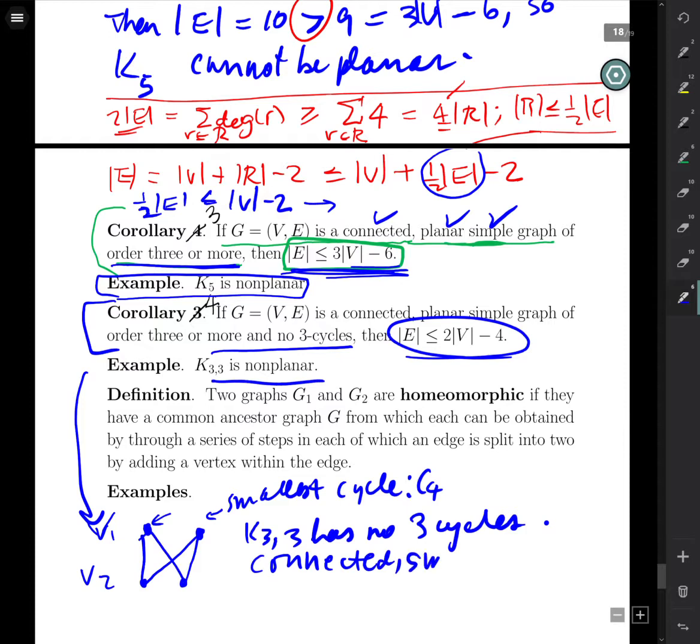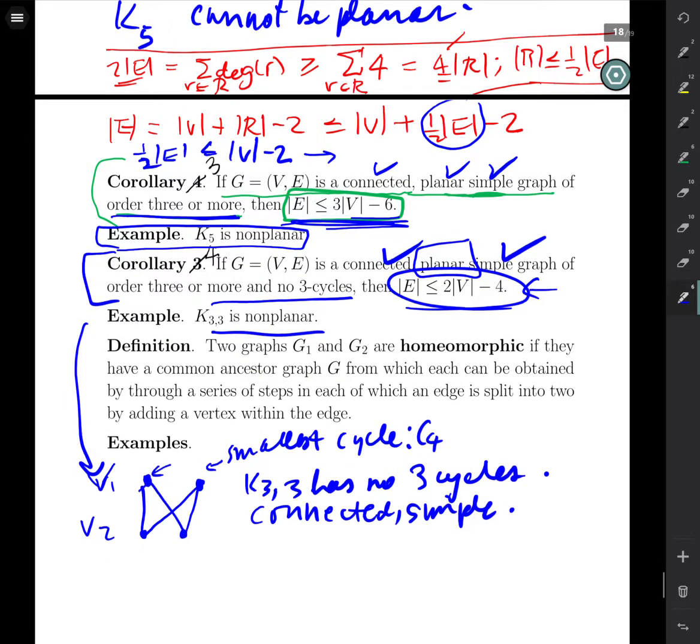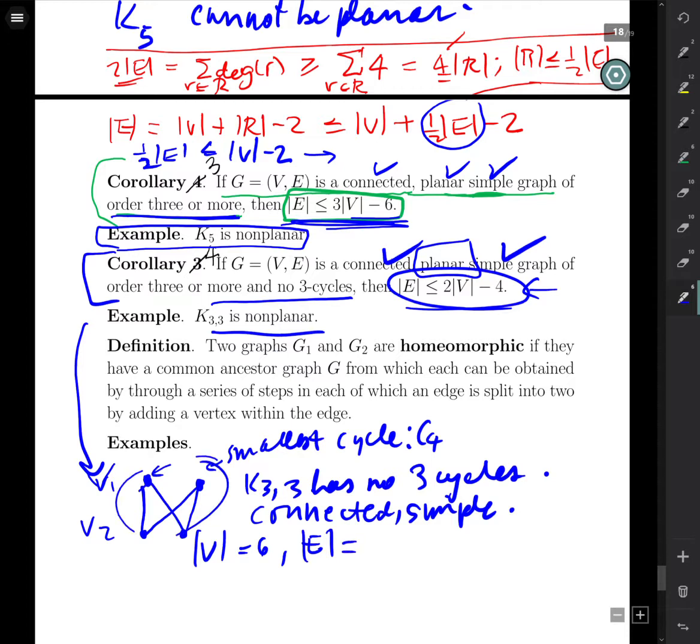And it is simple. So everything else is known here, except whether or not it's planar. So let's check and see if it satisfies the condition it must to be planar. In K33, the number of vertices is 6. The number of edges is 3 times 3. I haven't drawn all of K33 here, right? Just part of it. 3 times 3 equals 9.